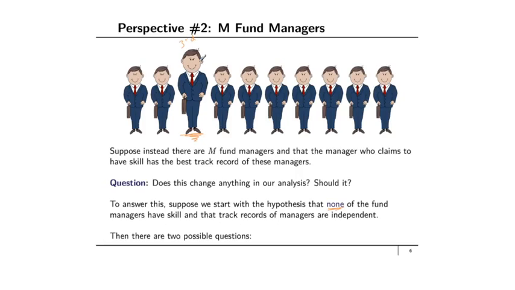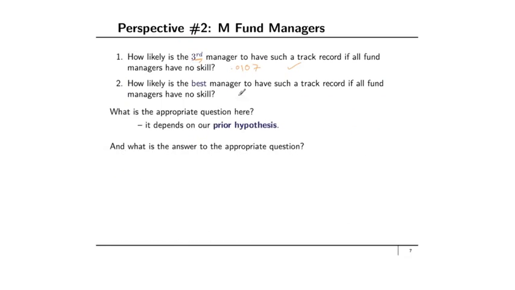However, if we're interested in the third manager because he was the best performing manager, and that's why his track record has come to our attention, then the appropriate question is actually the second one. How likely is the best manager to have such a record if all fund managers have no skill? And this is because the reason we're interested in the third manager is not because he was number 3 in the list, but because he was the best performing out of all M managers, and that's why he came to our attention. So it really depends on our hypothesis.